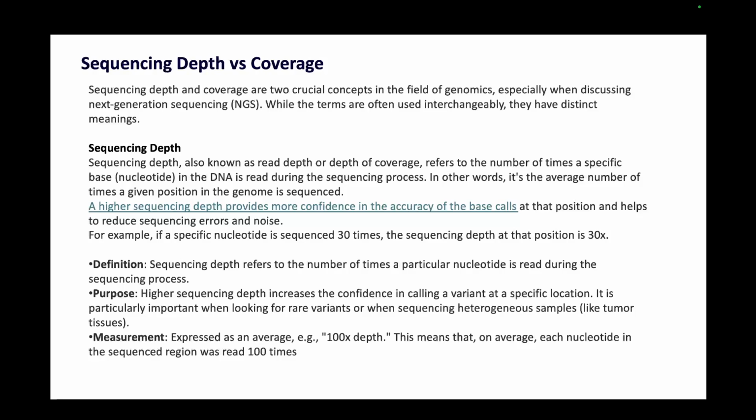So sequencing depth, also known as the read depth or the depth of coverage, refers to the number of times a specific base or nucleotide in the DNA is read during the sequencing process. So if you have a DNA, you have a stretch of reads. In that particular region, what is the number of times a particular base has been read? A particular region of the DNA will be read multiple times, because that is how you are setting up your sequencing experiment. You are cutting your DNA, and then amplifying using PCR and everything.